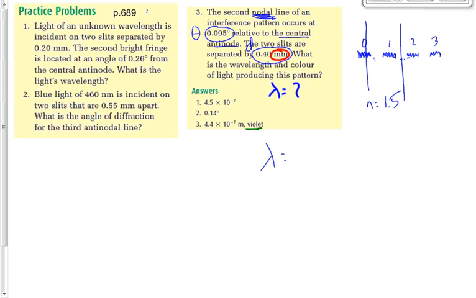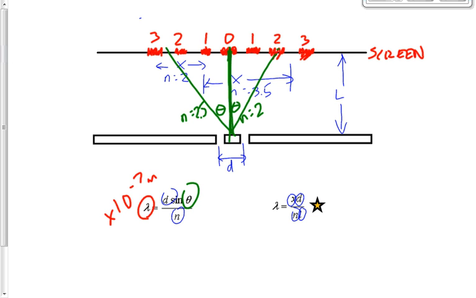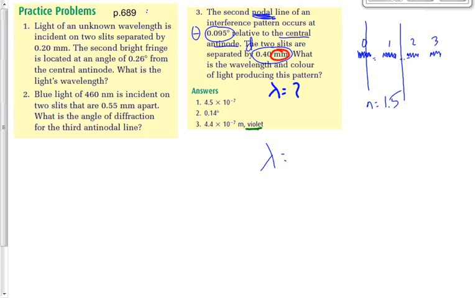Lambda, we've got two equations here: d sine theta over n, and xd over n times L. Which one makes sense in this question? Yeah, d sine theta over n. Okay, and this equation is always valid, right? So we don't have to ever worry about it not being valid in this situation. It's always valid as long as it's a double slit experiment.